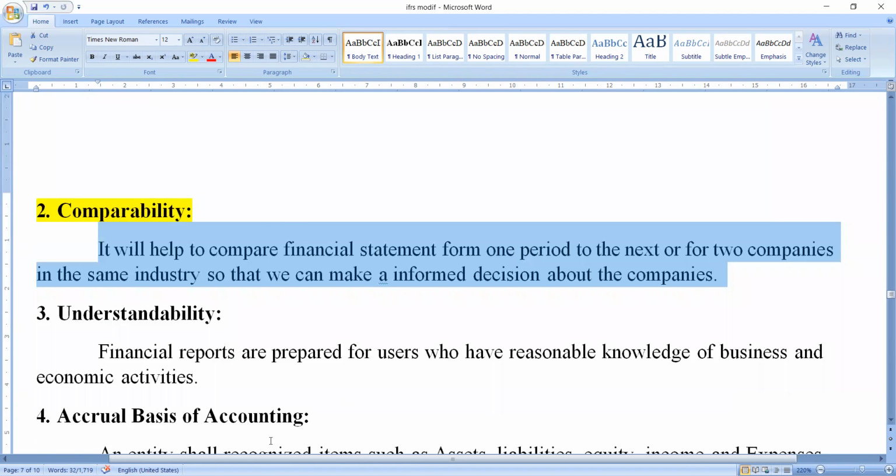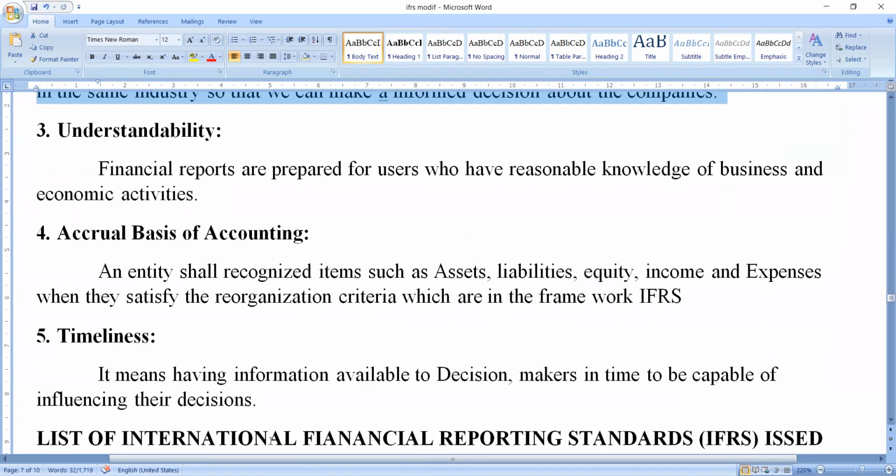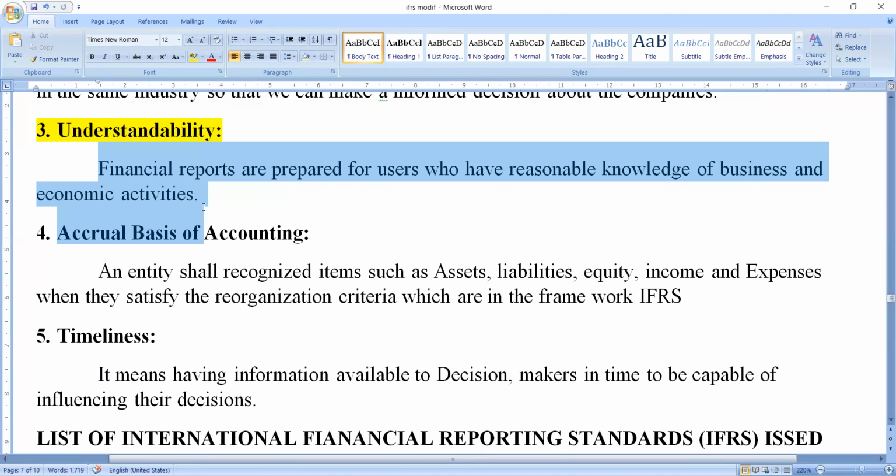And the next one is understandability. Financial reports are prepared for users who have reasonable knowledge of business and economic activities. Means it is very easy to understand the financial reports, which are prepared for the purpose of users of the organization.